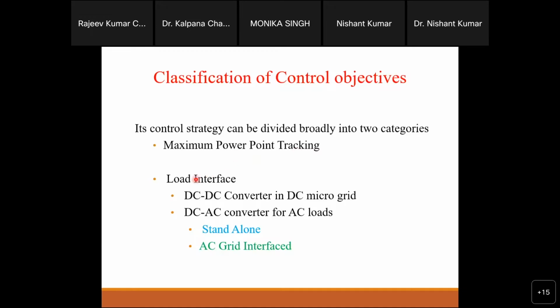Another objective, as I told, is that we are going to consider a few local loads. When we go for the local load, definitely the load demand and fulfilling that load demand is also another key issue.